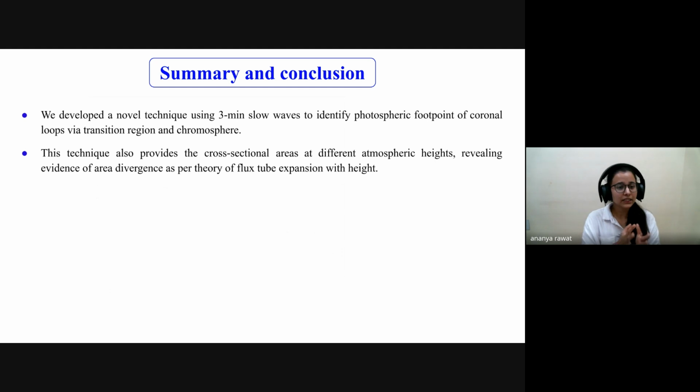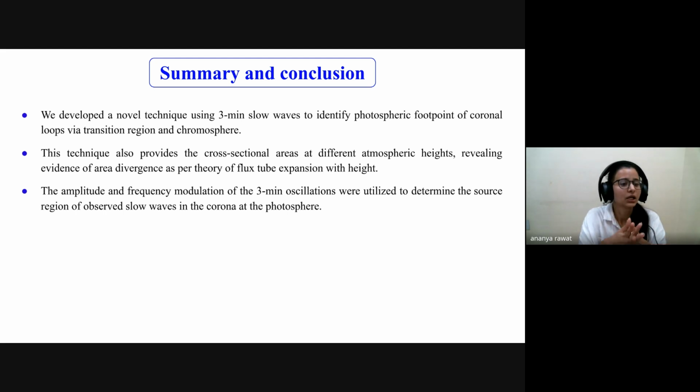And additionally, this technique provides us the cross-section area of these flux tubes at different atmospheric heights, which gives evidence of area divergence of these loops, which is as per the theory of flux tube expansion with height.